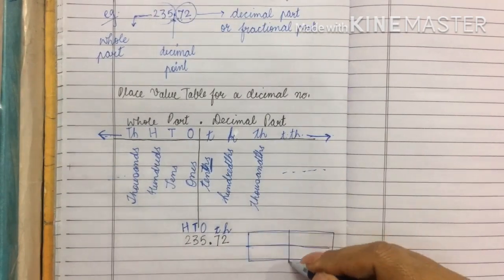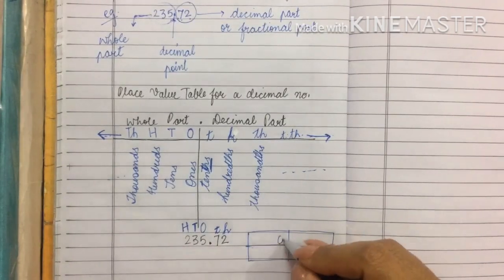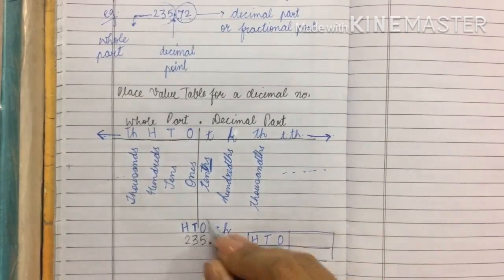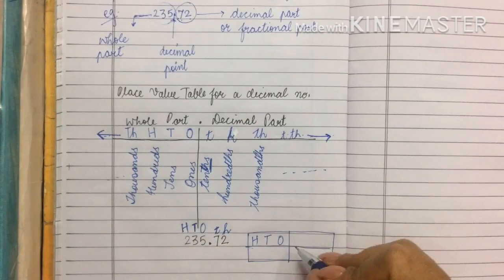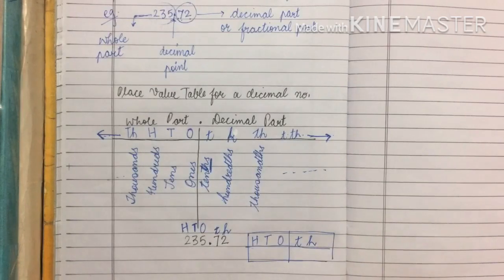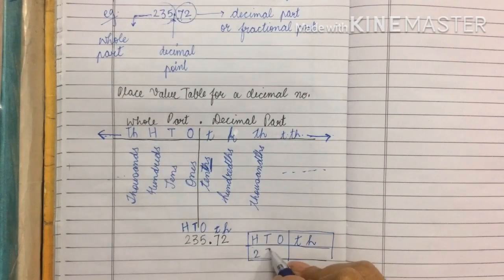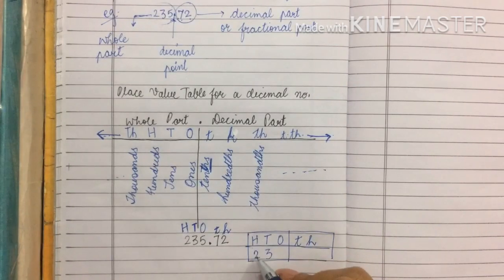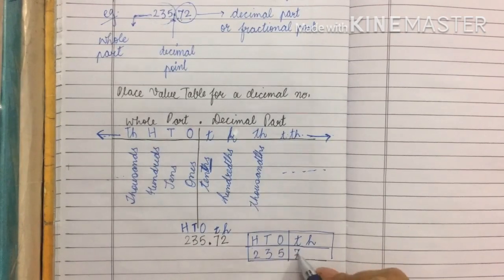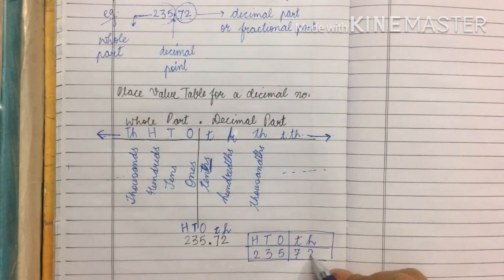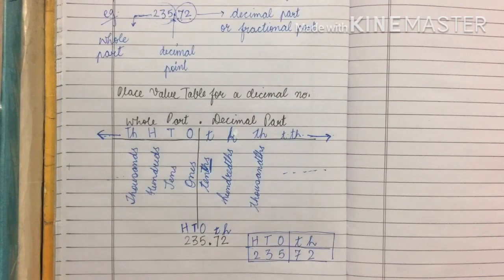So where the point is separated, you have ones, tens, hundreds, 3 places in the whole part. In the decimal part you have 2 places. So write your number below this. You've got 2 under the hundreds place, 3 in the tens place, 5 in the ones place, 7 at the tenths place and 2 at the hundredths place.